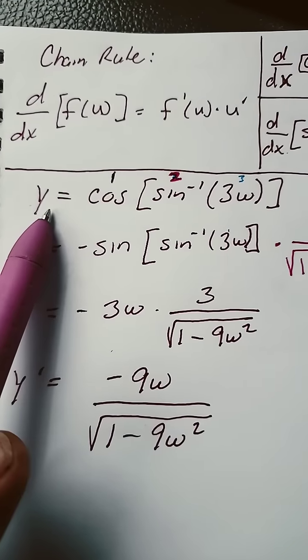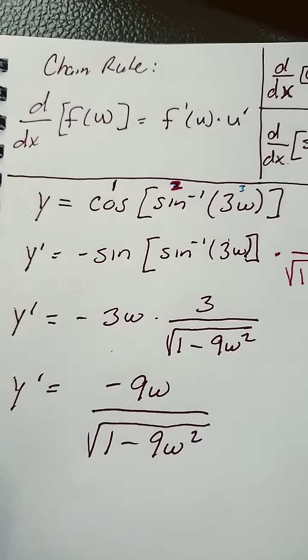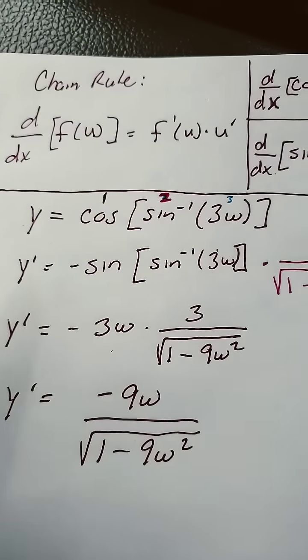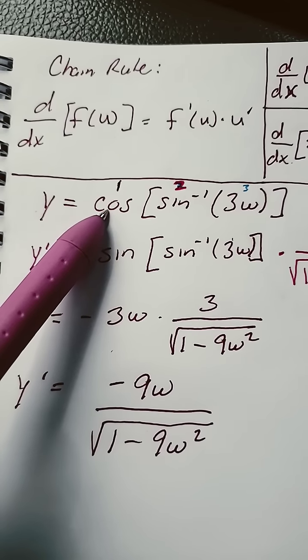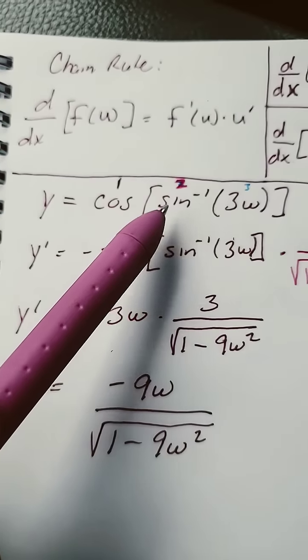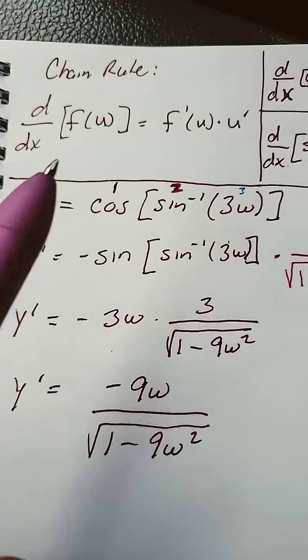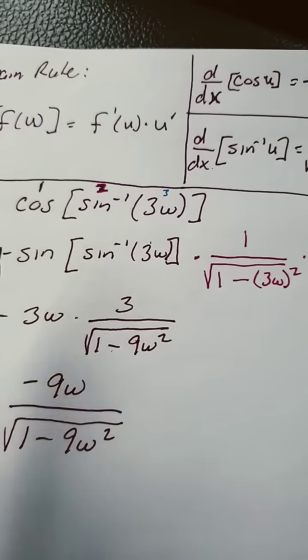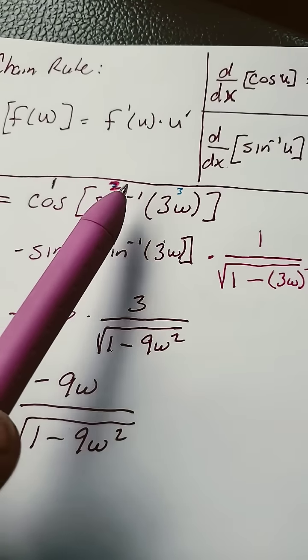All right, so now here we have to apply the chain rule more than once because we have a triply nested function. So we start with the outer function, which is cosine. The derivative of cosine is negative sine, so we'll take the negative sine of the inner part, inverse sine of 3w, and then we multiply that by the derivative of the first inner function, which is inverse sine.